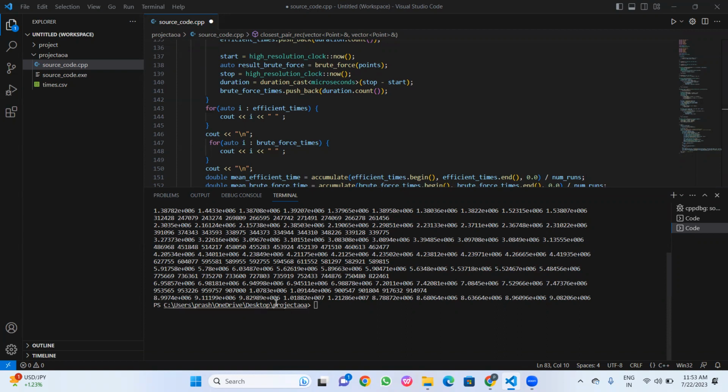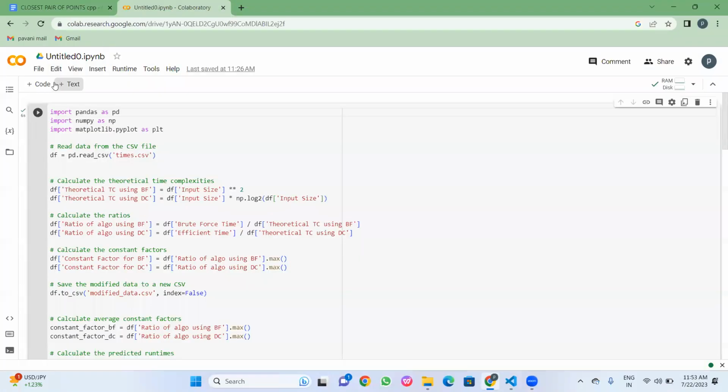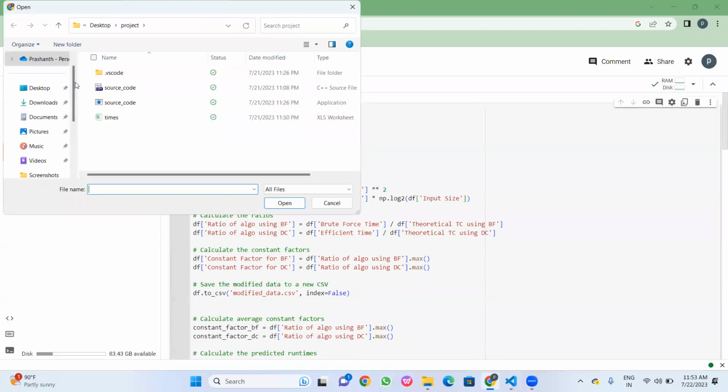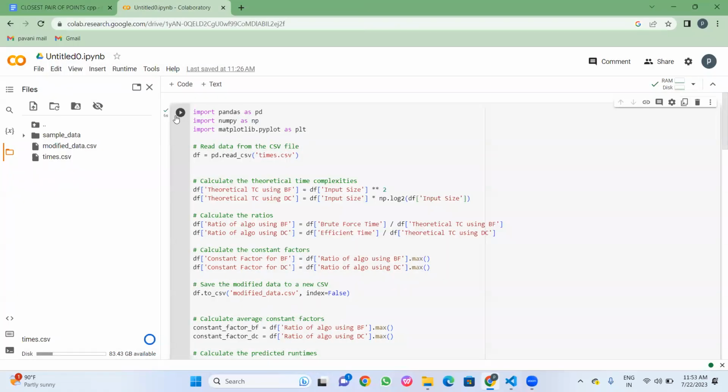Now we'll upload the times.csv file into Google Colab, where the Python code is. I'm deleting the previous one now. Upload times.csv. Now I'm running the Python code.